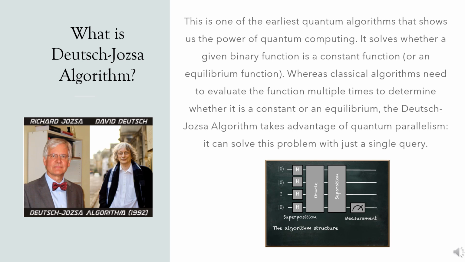Because the classical algorithm needs to evaluate the function multiple times to determine whether it is constant or balanced.